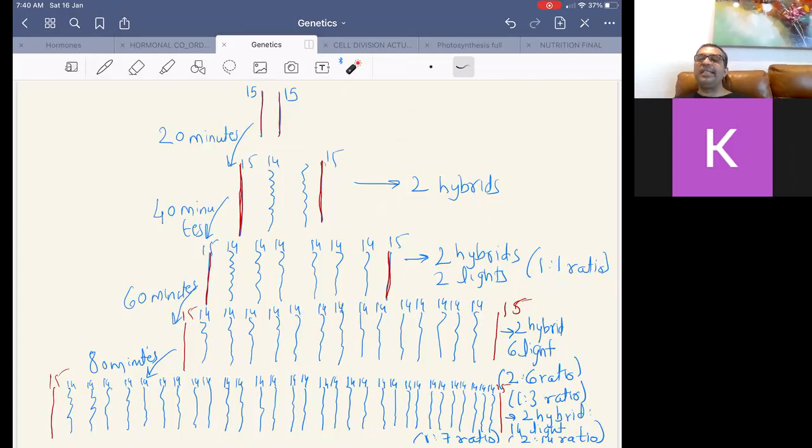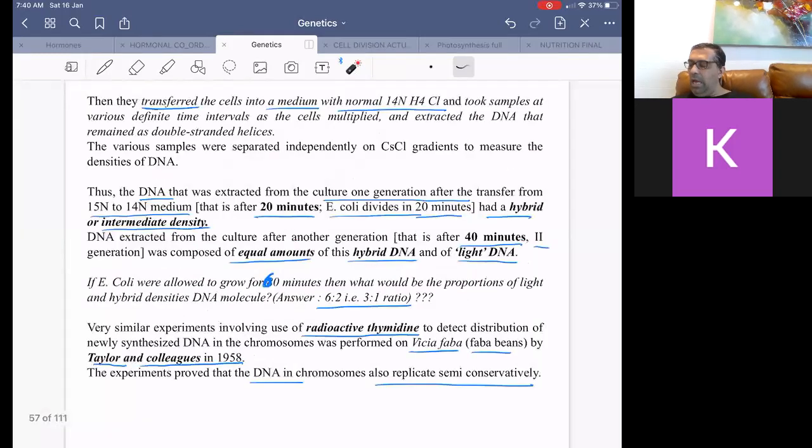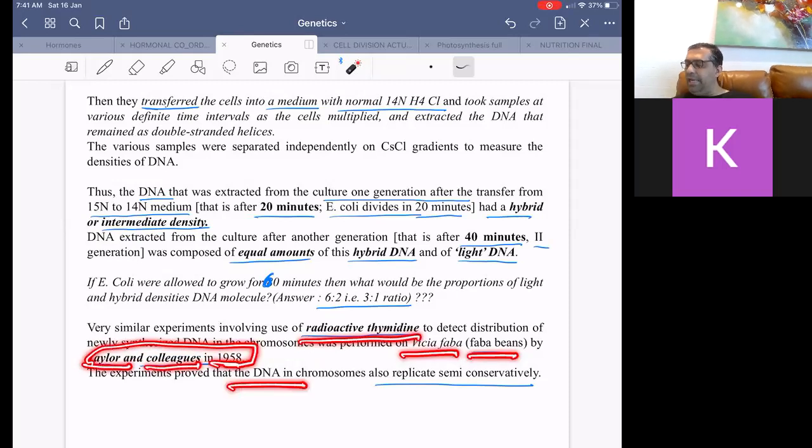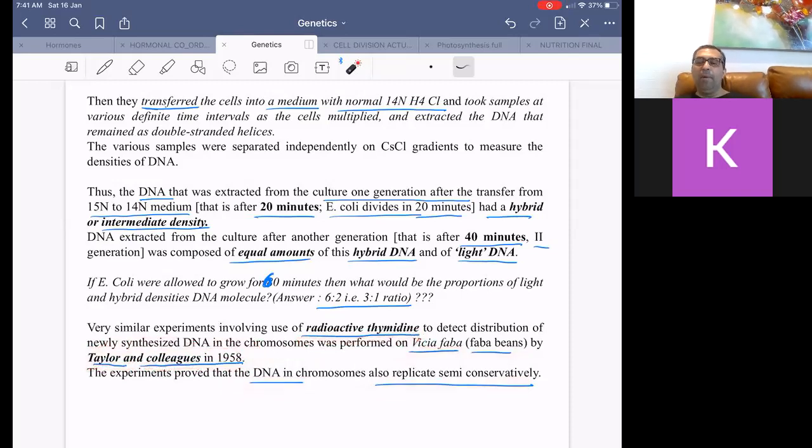So this was the semi-conservative method of replication given by Meselson and Stahl. Another similar experiment using radioactive thymidine to find out the distribution of newly synthesized DNA in chromosomes was performed on Vicia faba, faba beans, by Taylor and colleagues in 1958. Detecting with radioactive thymidine in Vicia faba, Taylor and colleagues proved that DNA replication is by the semi-conservative method. So nice experiment. Remember this one.